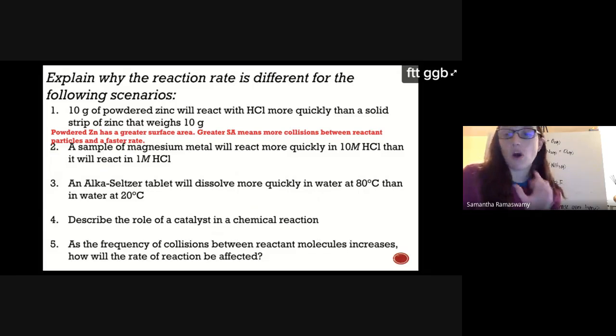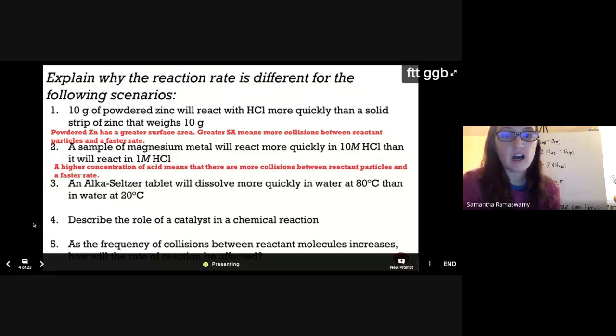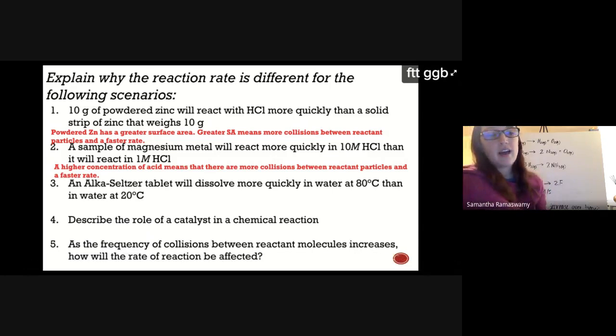Look at what is different. What is different between the two scenarios? If we're looking at what is different between the two scenarios, we should see that the concentration is different: 10 molar versus 1 molar. So if we have 10 molar, it's a higher concentration. A higher concentration of acid means there are more collisions between reactant particles and a faster rate. So again, tie it back to collisions.